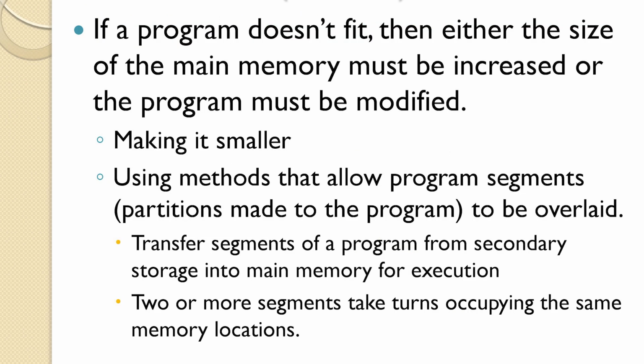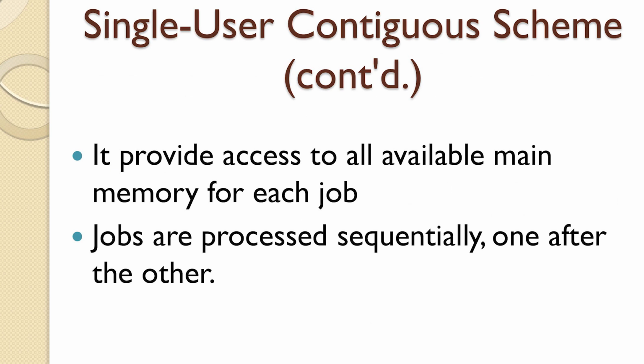Next, if the program does not fit, either the size of the main memory must be increased or the program must be modified, making it smaller using methods that allow the program to be segmented. Segments of your program are transferred from secondary storage into main memory for execution. Two or more segments take turns occupying the same memory location. It provides access to all available main memory for each job, if jobs are processed sequentially, one after another.